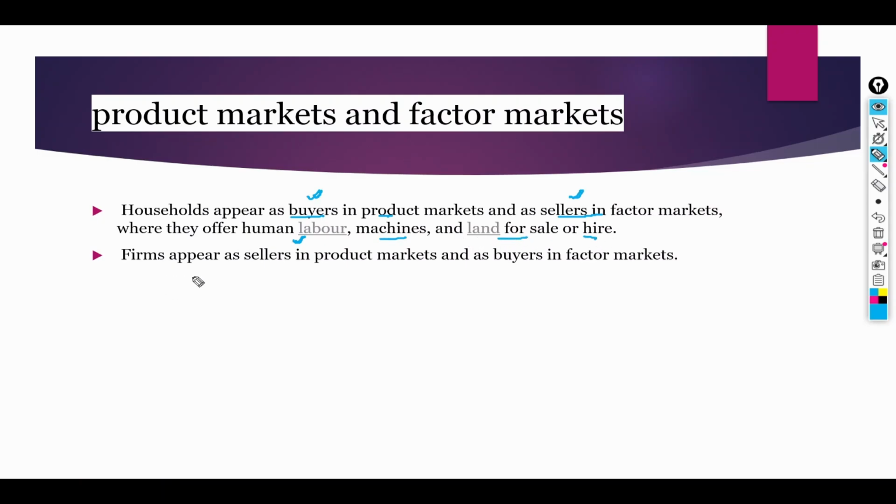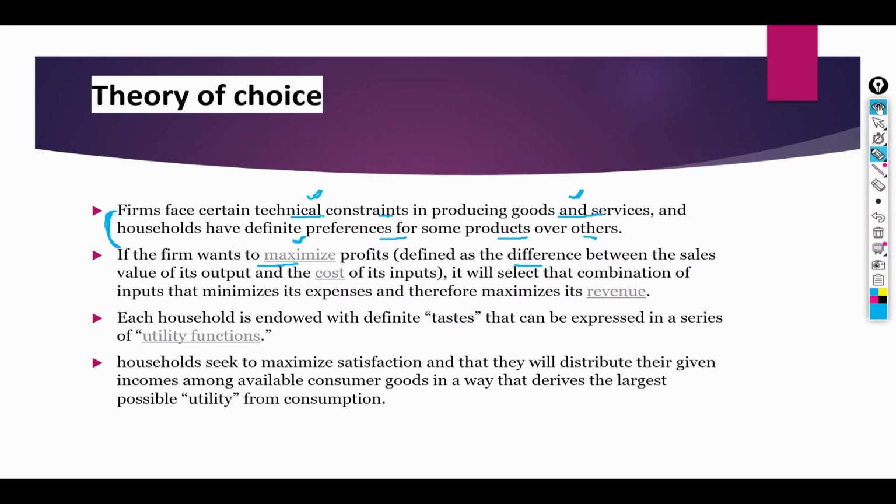Now the firm appears as a seller in the product market and a buyer in the factor market. So these two are just opposite to each other when the market changes. When it becomes the product market, the household becomes the buyer, but at the same time the firm is the seller. And in the factor market, the household is the seller, but the firms are the buyers. Okay, what is this theory of choice?